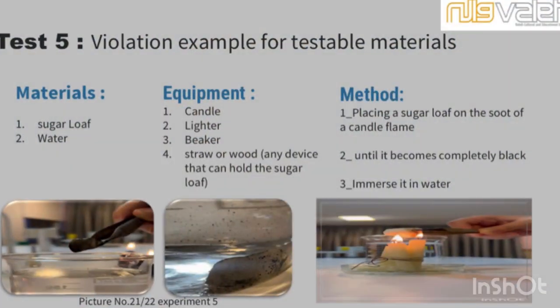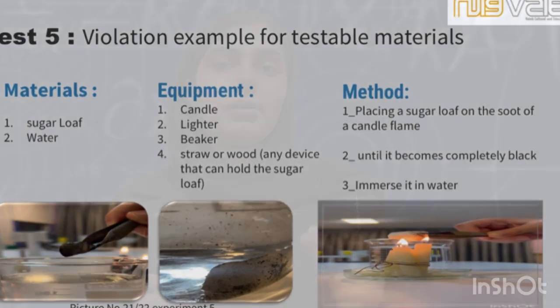Experiment number 5 is a violation example for our testable material. It's about sugar loaf. Our materials are sugar loaf and water. We put our sugar loaf in front of the soot of our candle flame, and after it is completely black, we submerge it under the water. We use sugar loaf because it dissolves in the water and it's not hydrophobic, and it loses its adhesion with soot in the water.